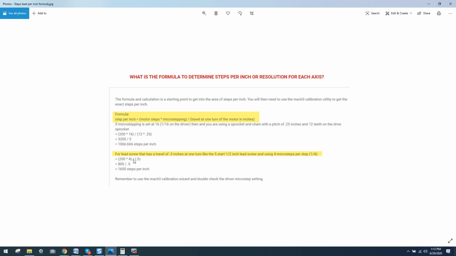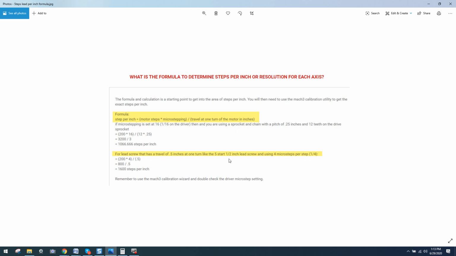And then we divide that, and we go with the half-inch again, and that's coming right here from the one turn for motion. And again, we come over here to our new formula. It's 800 divided by half-inch, and it comes to 1600 steps per inch. Now, again, regardless if you're using a ball screw or a lead screw, this formula works the same way.